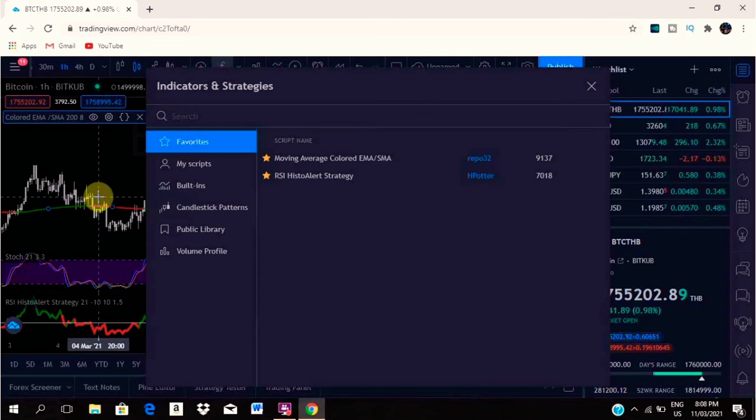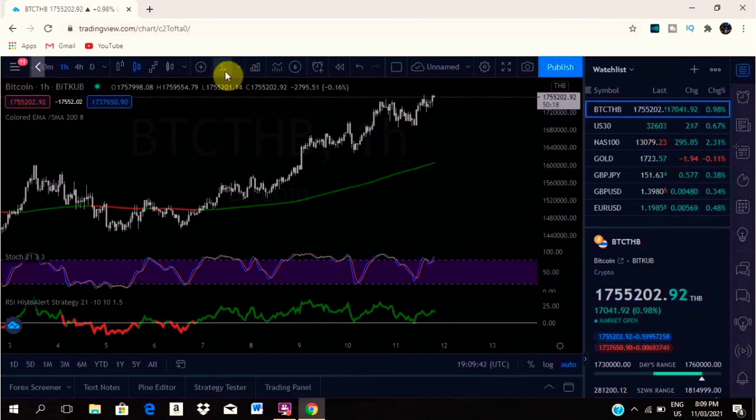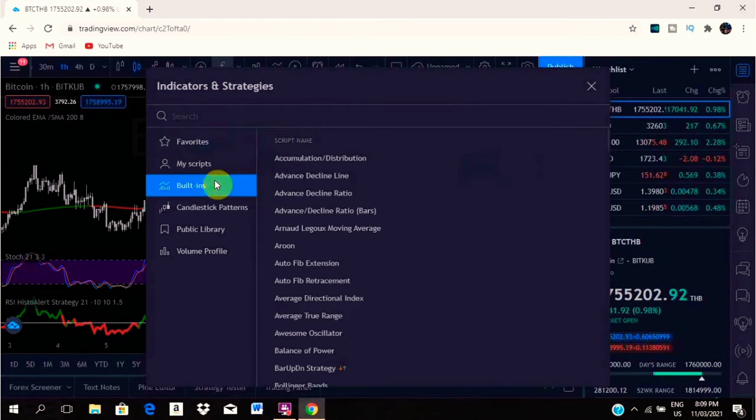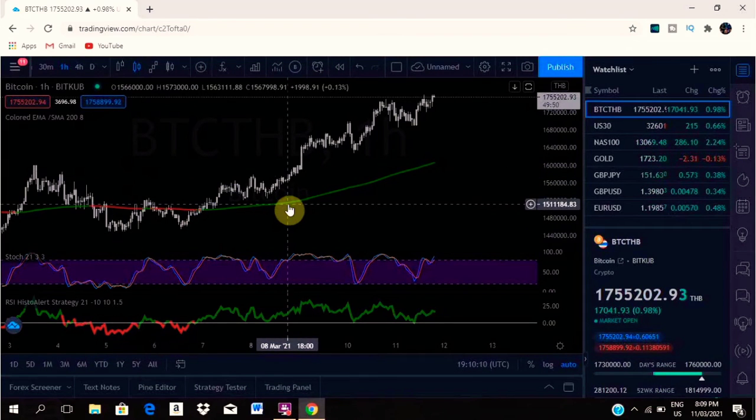And then you can see the stochastic here is the normal stochastic on TradingView. When you are searching for a strategy in TradingView, we have different sections: we have built-ins, and then we have the public library. The stochastic that I use here is a normal stochastic that is built into TradingView. So guys, that's the setup.